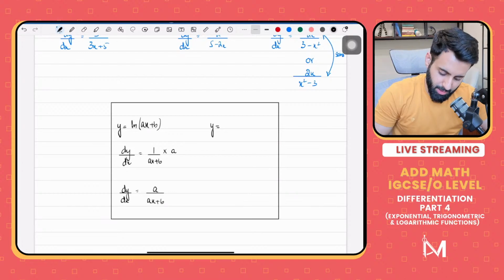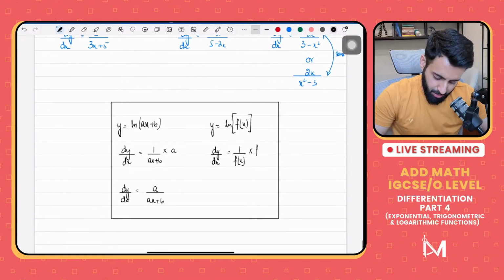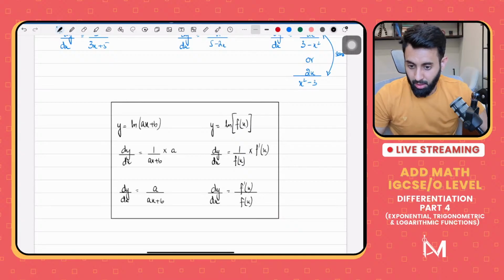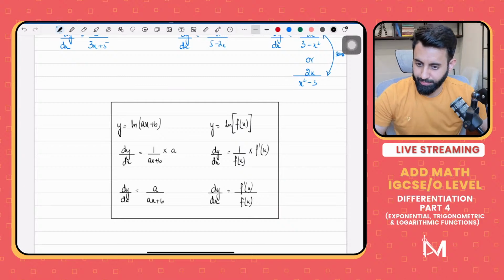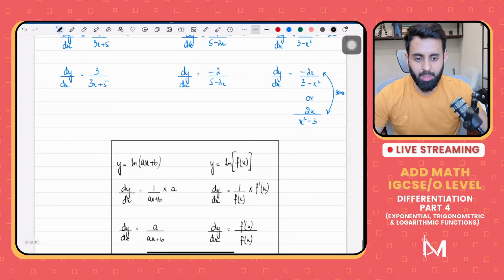Now, y is equal to ln f of x. Now, dy by dx is equal to 1 upon f of x into f prime of x. Now, this format is going to come in very handy when we get to integration. So, f prime of x in the numerator. So, basically, a function in the denominator and its differential in the numerator. Okay, so now with this, let's straight away do a past paper question.